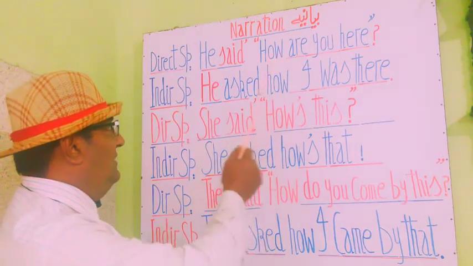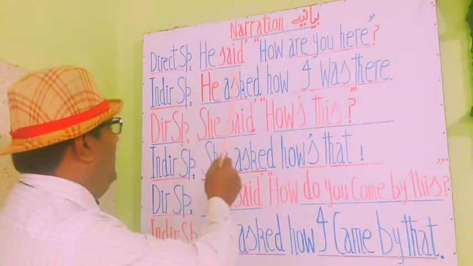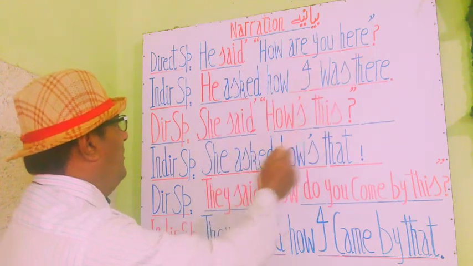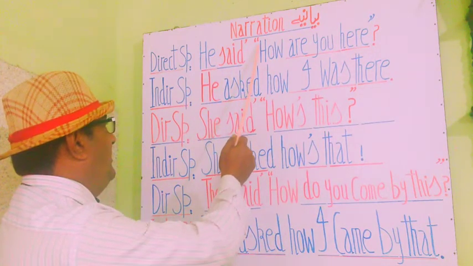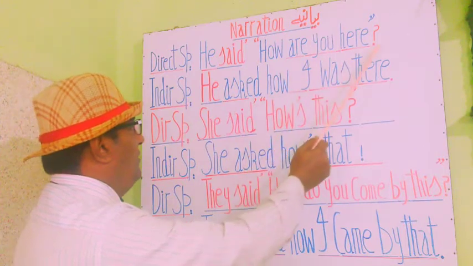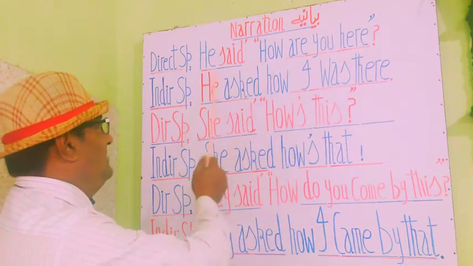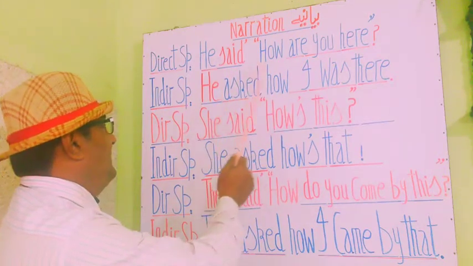आइए यहाँ से शुरू करते हैं. Direct speech में देखिए. He said, "How are you here?" He said, comma, inverted comma start. How are you here? Commas close, interrogative sign. This is a general query.